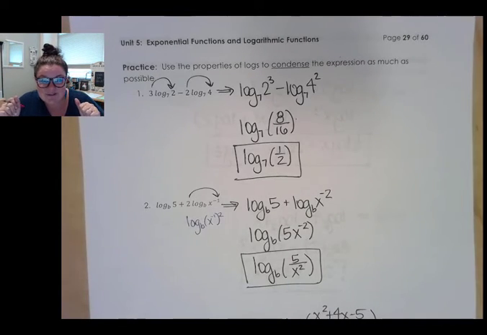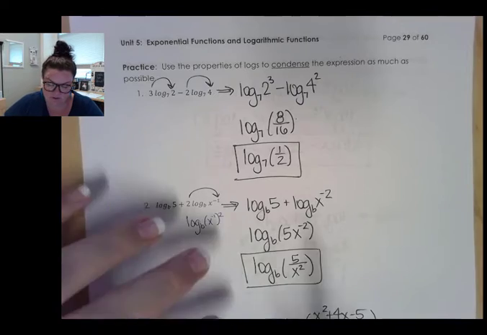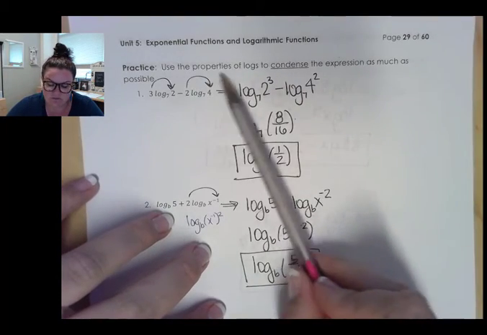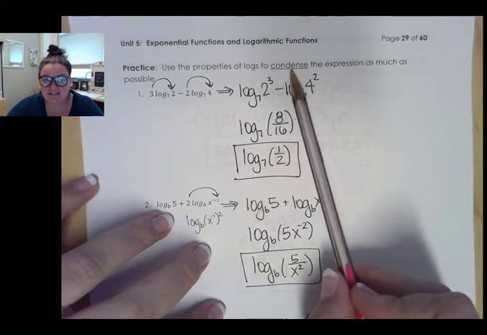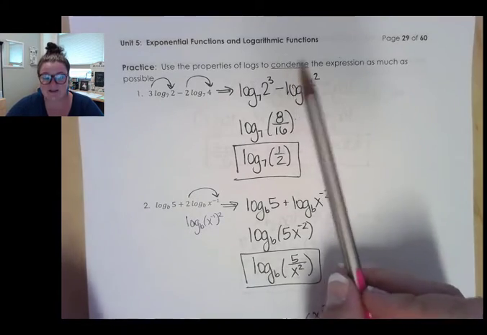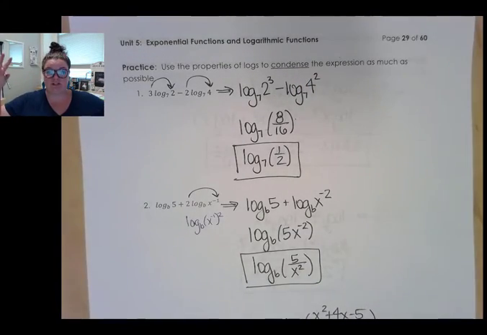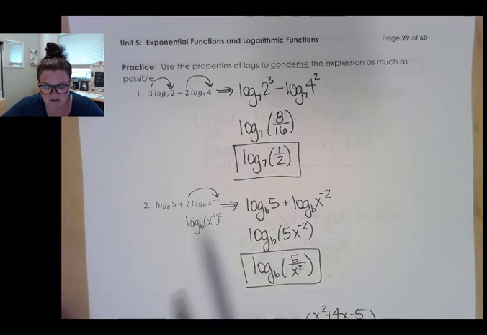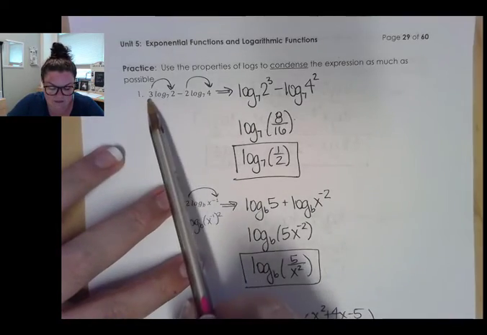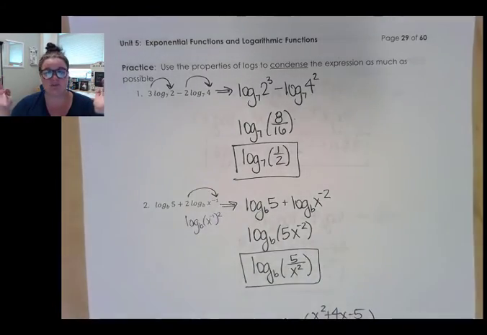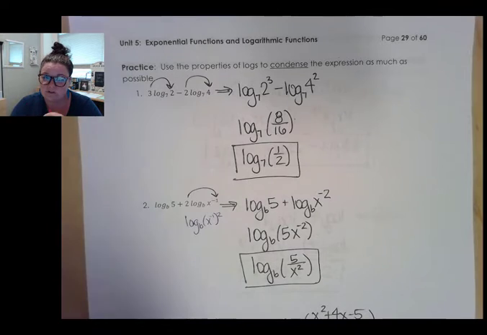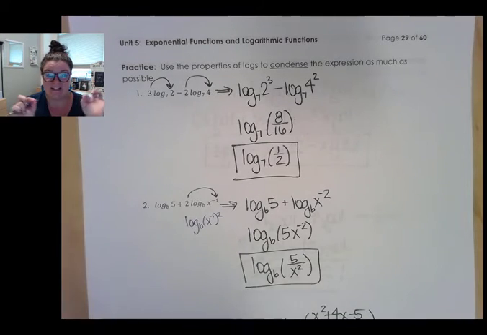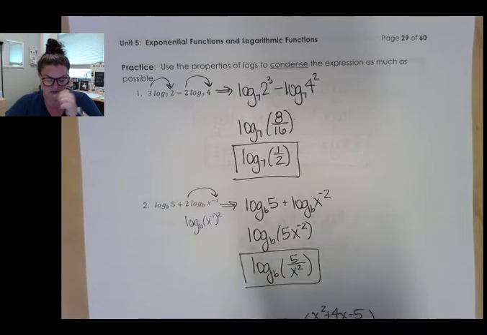Okay, let's see how you did. So on this first one, notice it's even telling you, use the properties to condense. When you see the word condense, that means you're taking several log terms and you're trying to squish it all down into one log term, okay? So when we condense this one, the first thing we have to do is get rid of the coefficients, because we can't use the product rule or the quotient rule to condense unless it's just regular logs with no coefficients.